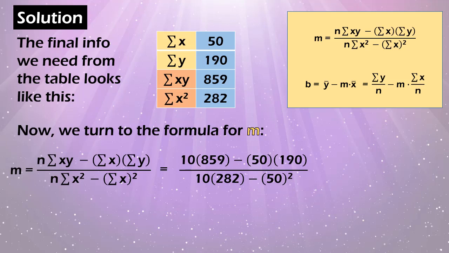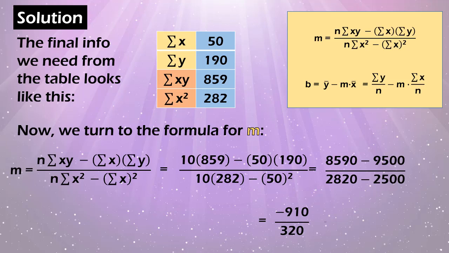So now we do these multiplications. 10 times 859 is 8590. And 50 times 190 is 9,500. 10 times 282 is 2820. And 50 squared is 2,500. We have 2 subtractions to do. 8590 minus 9,500 and 2820 minus 2,500. So in the numerator, we have negative 910, and in the denominator, we have 320. We'll reduce this fraction to negative 91/32.